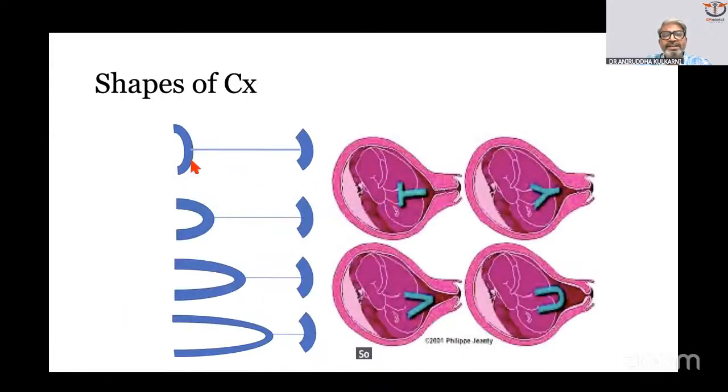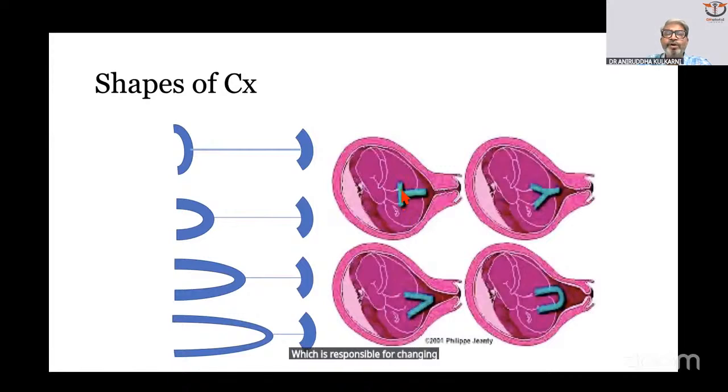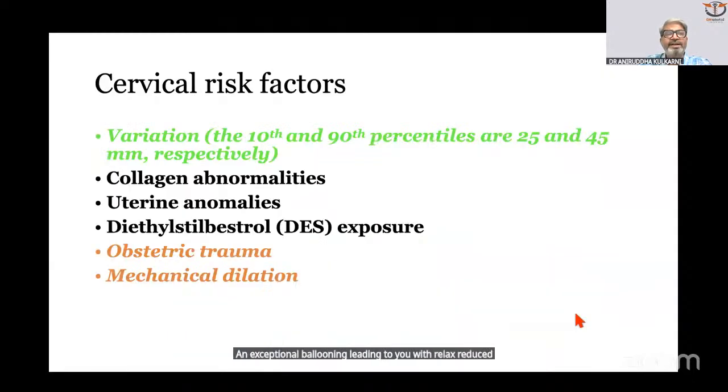So here you can see the cervical length is adequate. It's reducing, which is responsible for changing of the shape from T, to ballooning Y, aggressive ballooning V, and exceptional ballooning leading to U with reduced effective cervical length.